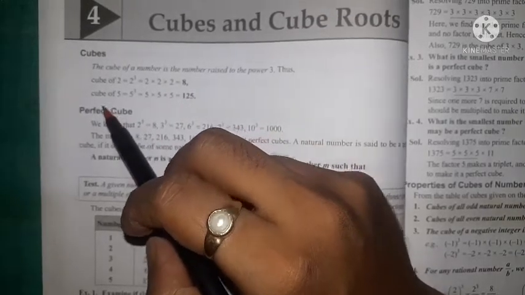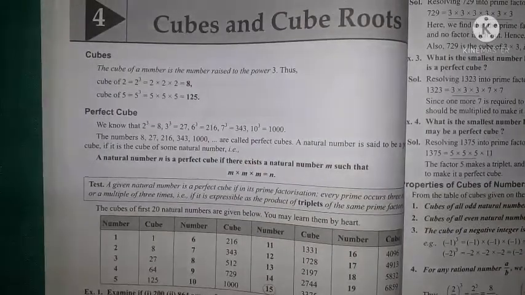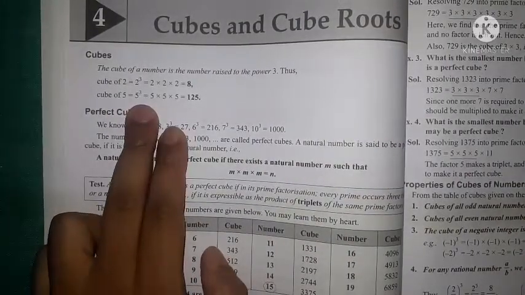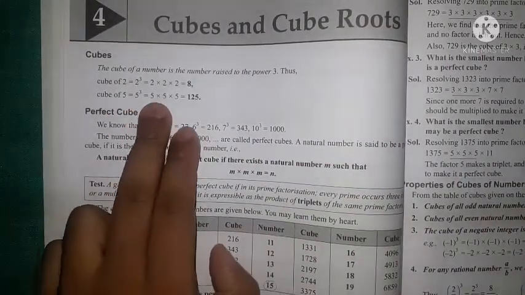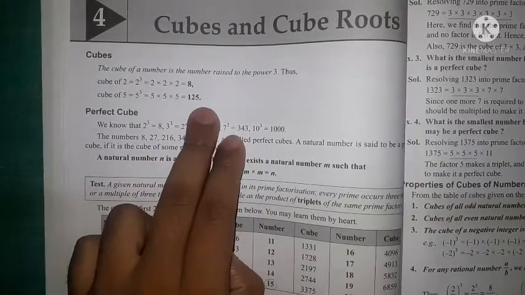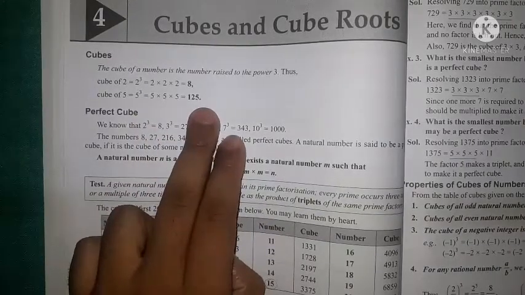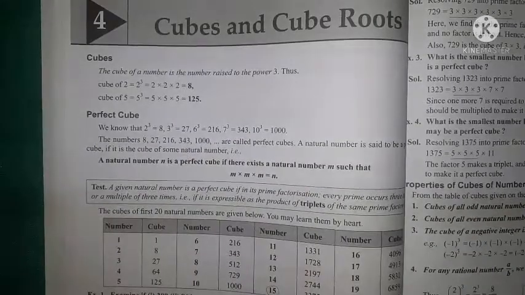Similarly, we are asked to find the cube of 5. So the cube of 5 is written as 5 to the power 3. That means 5 into 5 into 5. So that is 125. That means 125 is the cube of 5.